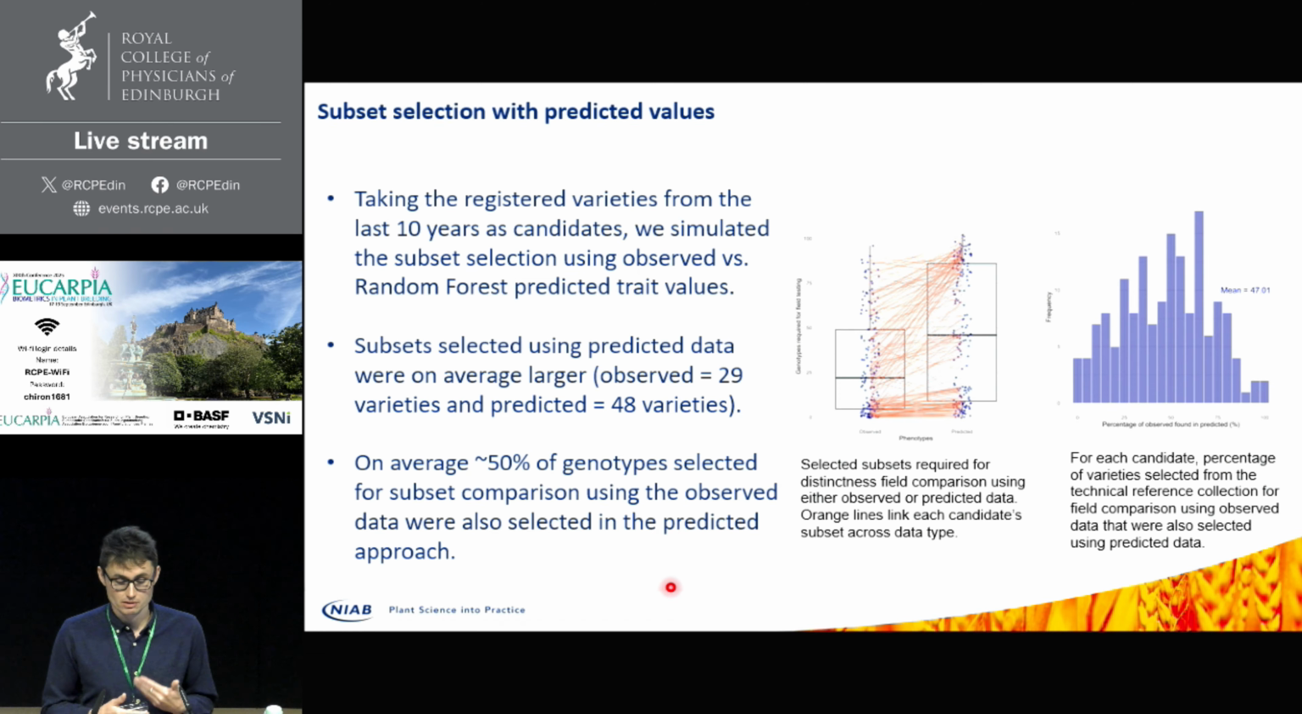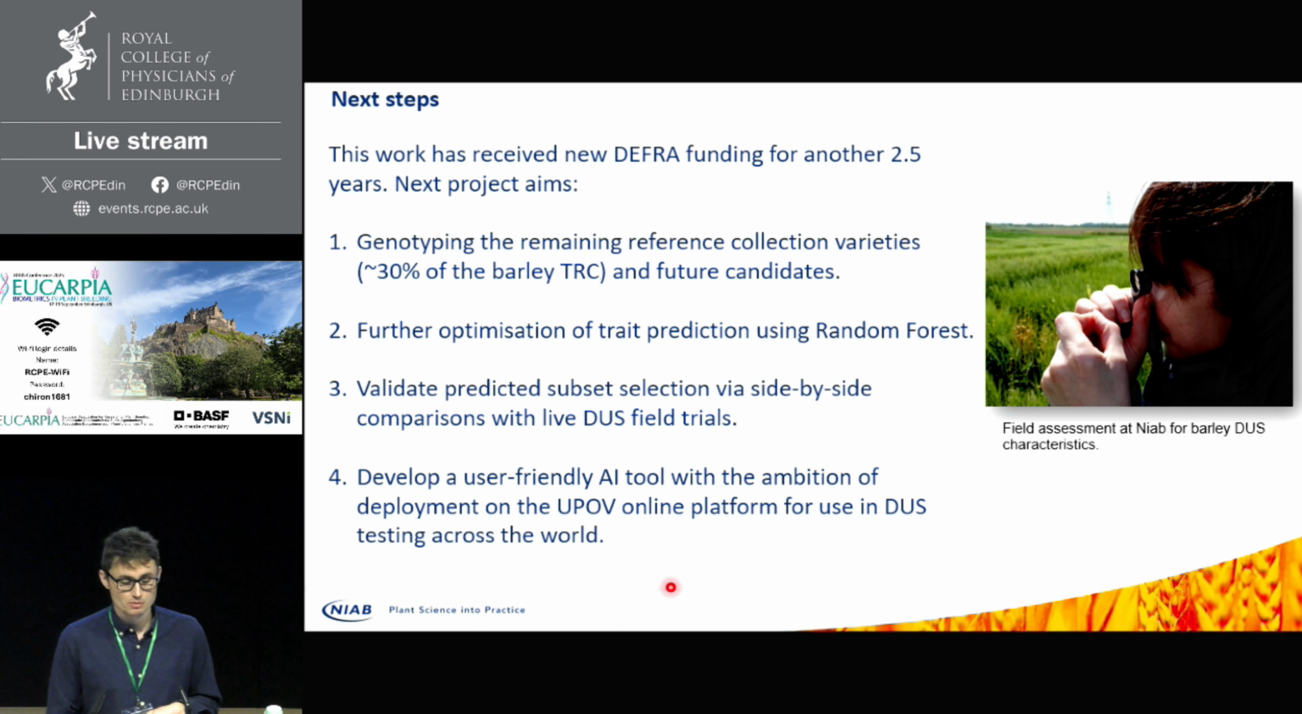And this is just using some of those default approaches to random forest that I was mentioning. So I think we can take that further with weighting. There's also more we can do in terms of optimizing the overall prediction approach. The good news for us is the funding for this work has been extended for another 2.5 years, and we are going to genotype the remaining reference collection.